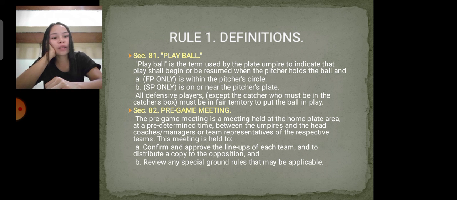Section 82, pre-game meeting. The pre-game meeting is a meeting held at the home plate area at a predetermined time between the umpires and the head coaches or managers or team representatives of the respective teams. The meeting is held to: letter A, confirm and approve the lineups of each team and distribute a copy to the opposition, and review any special ground rules that may be applicable.